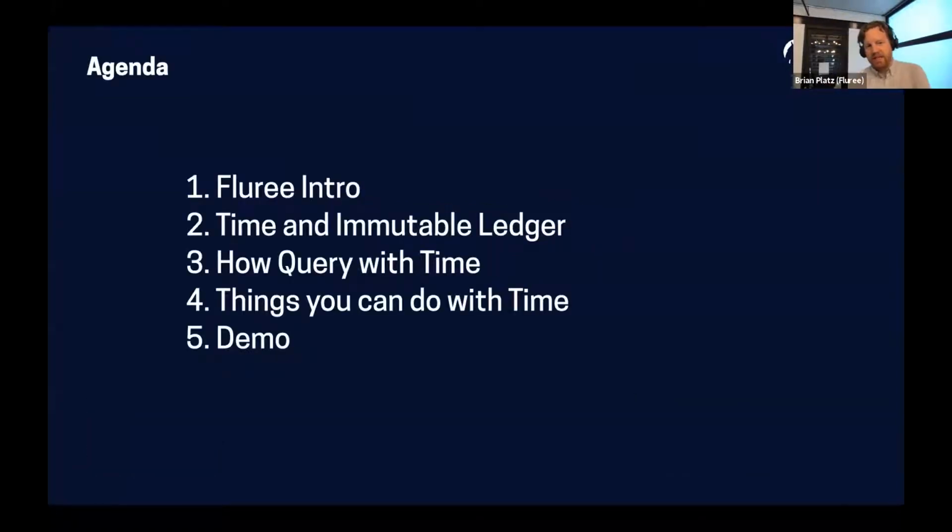So for today, we have these 5 items to go through. We're just going to do a really quick intro to Fluree in case there's some new people here who haven't been introduced, at least to the very high level value points that Fluree brings. We're going to talk about time and immutability as it relates to an immutable ledger and how we're recording information in that ledger.